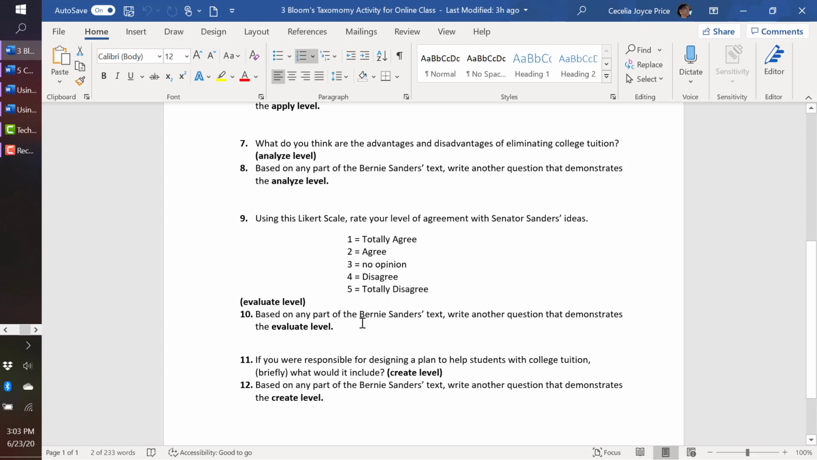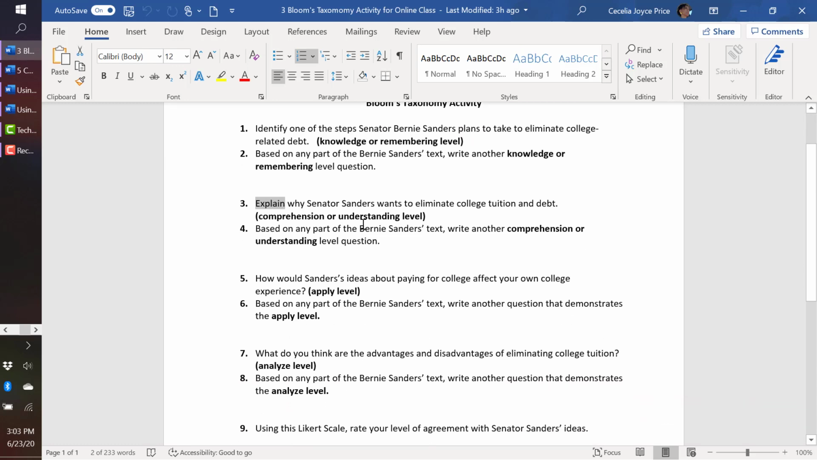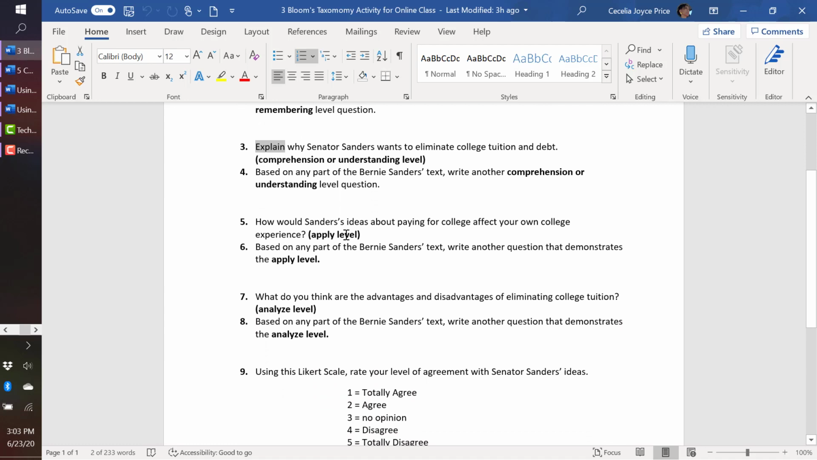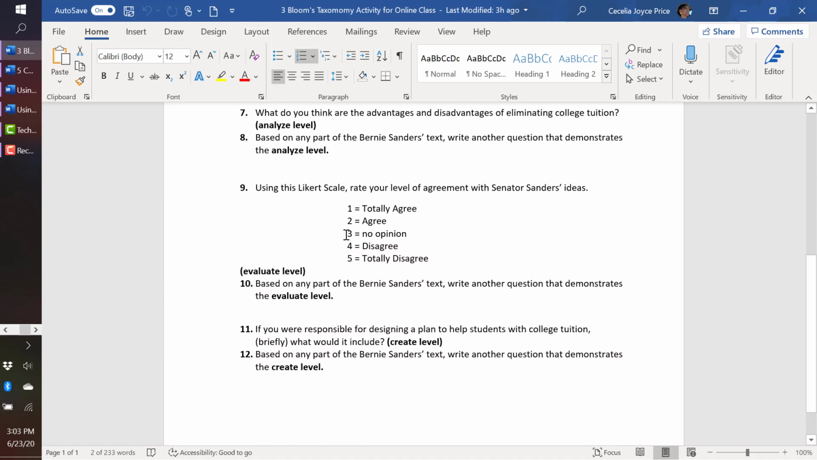And in this, if I were to answer this question, it would be something along the lines of, I think his plan would work well because, and then I would give my opinion about that. Or, I don't think his plan would work at all because, and I would rate. But I would need to understand all these others. I would need to know the plan. I would need to understand the plan. I would be able to apply the plan to my own life. I would be able to analyze it before I could evaluate it, because this is definitely a higher level of thinking.